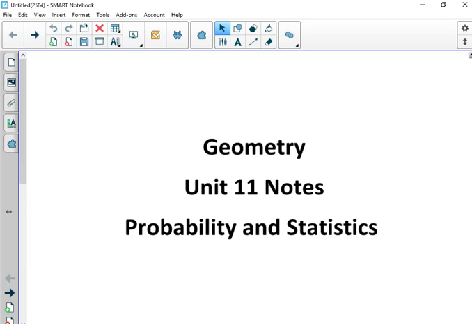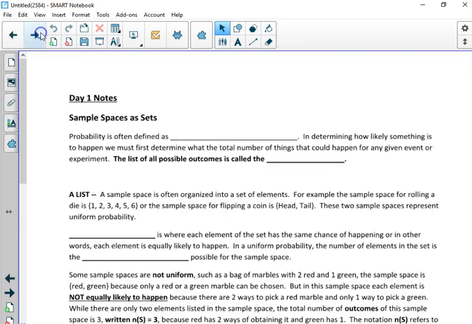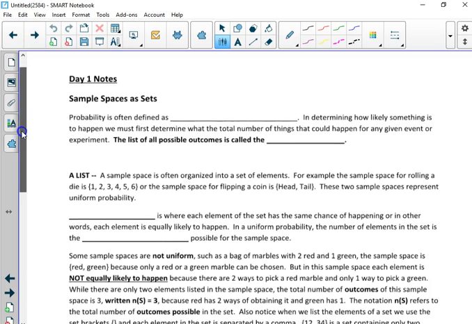Okay, chapter 11, welcome to the wonderful world of probability and statistics. Okay, so a lot of reading here. Let me just get some notes written down. So, sample space as sets.